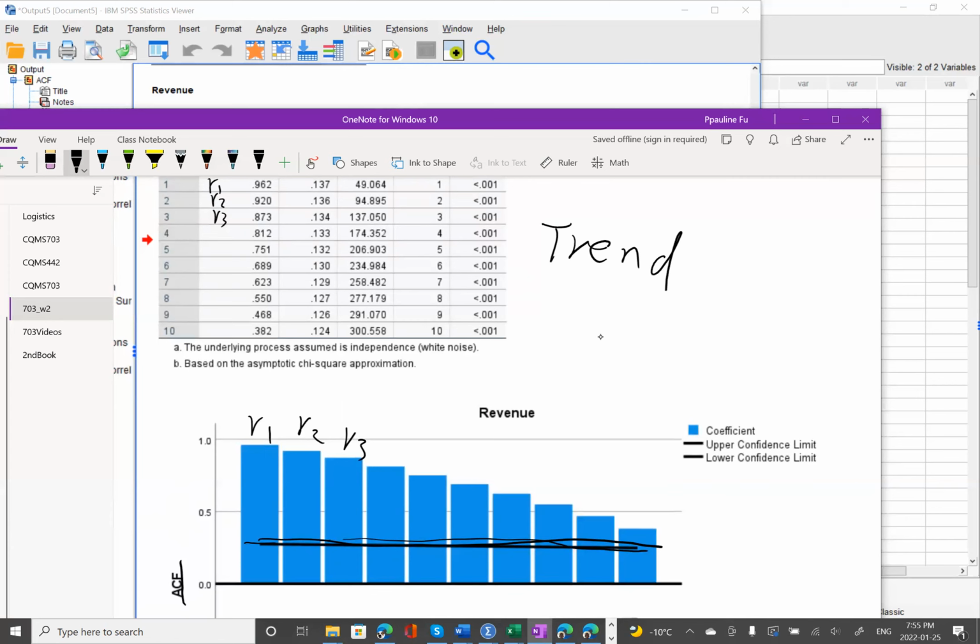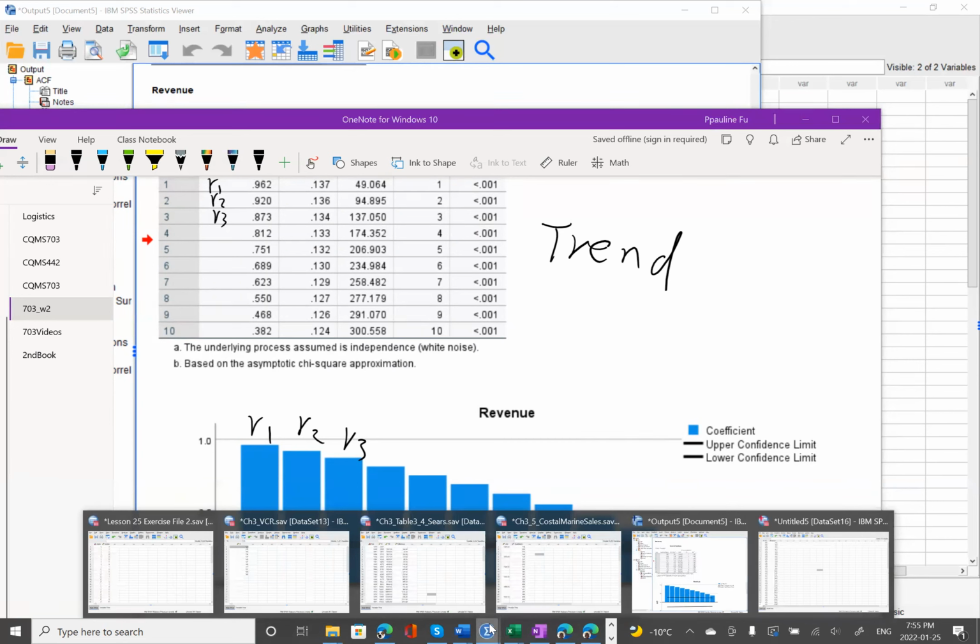And when the data has the trend, so what? So what is the next step? Next step, you want to eliminate this trend by doing the difference. By doing the difference. So how do you produce the difference? It is this data, I think. Produce the difference.